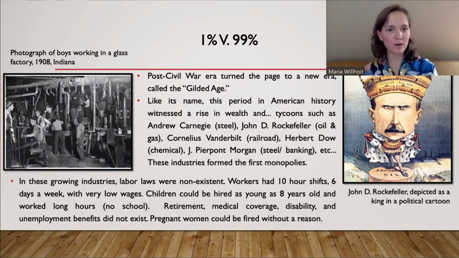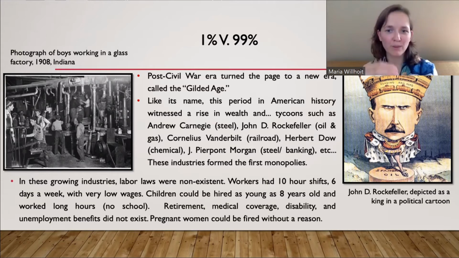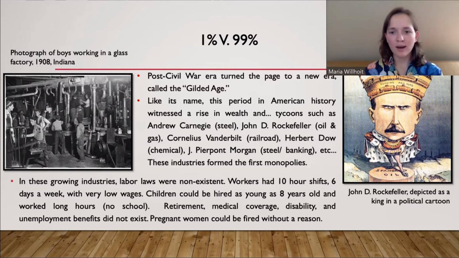This is post-Civil War industry America. Workers have to work 10 hours. They have to work 6 days a week, and they have very, very low wages. Children at this time could be hired as young as 8 years old. And you wanted children, remember, because they were small. They had smaller hands. They could work better with the machines, maybe. And they were low wage. You could pay them probably half what their parent would cost. And these children actually worked very long hours. Sometimes they didn't go to school.